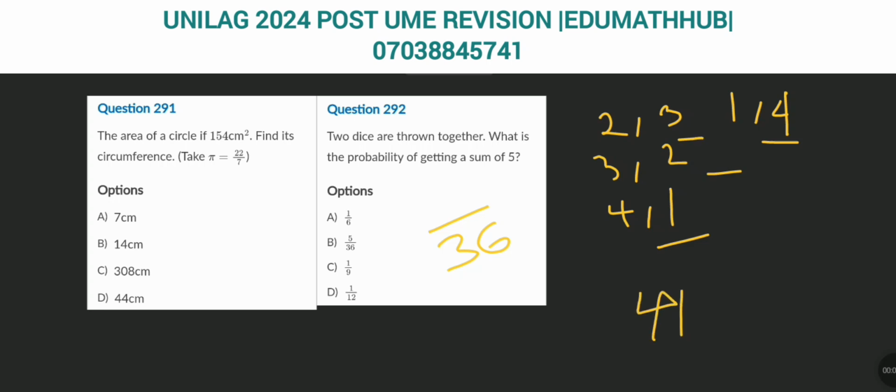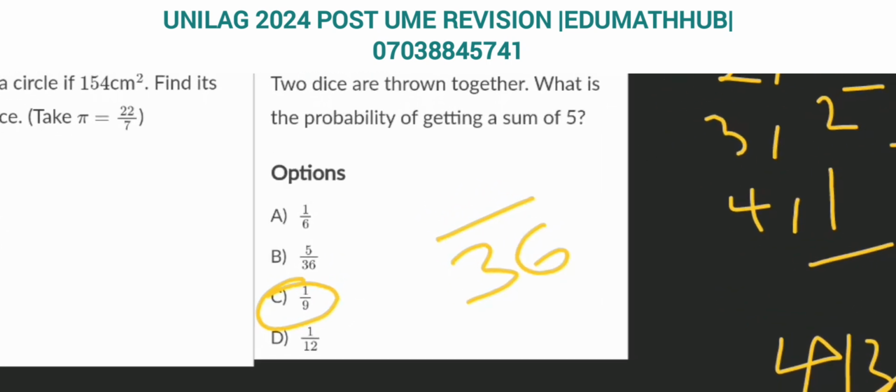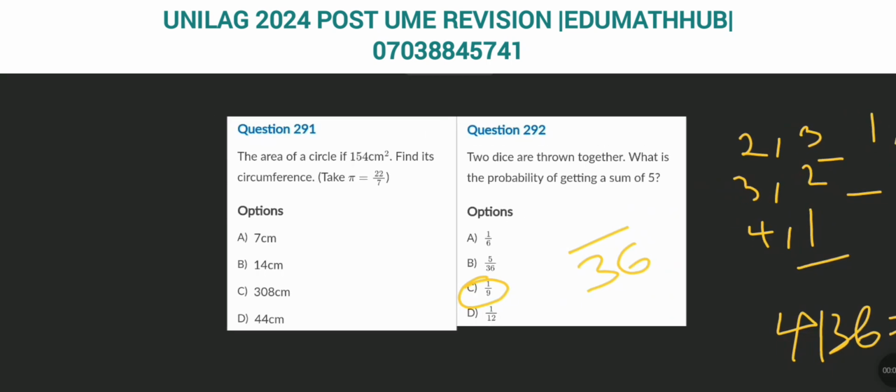So we'll put everything together. That will be 4 over 36. Then if you cut that out, you're going to get 1 over 9. Then you move to your options and check for 1 over 9 there.